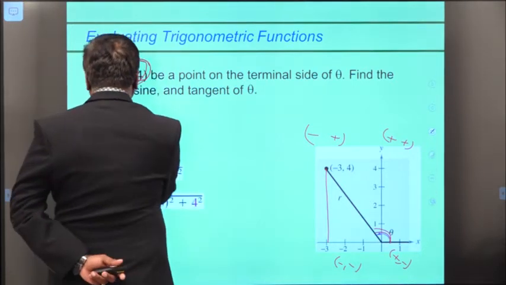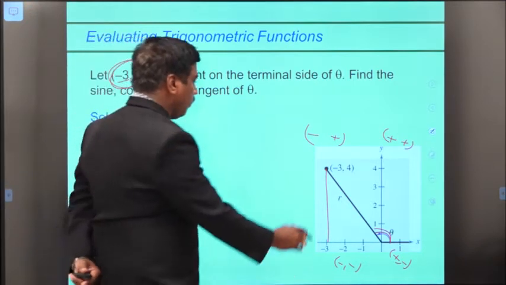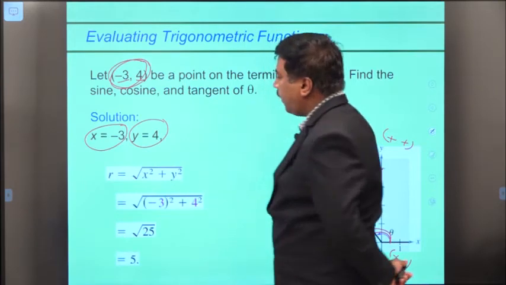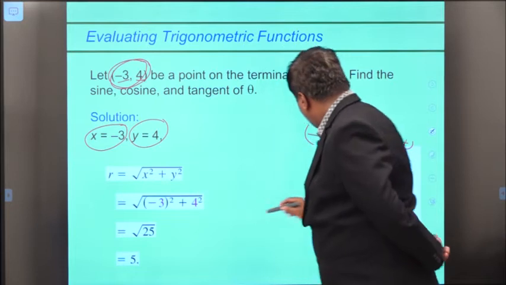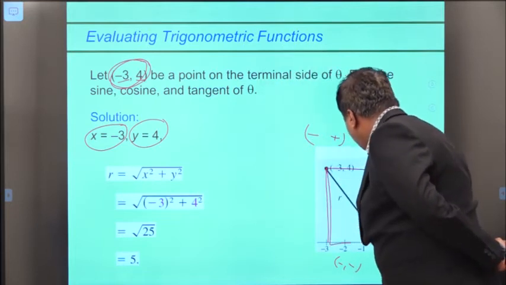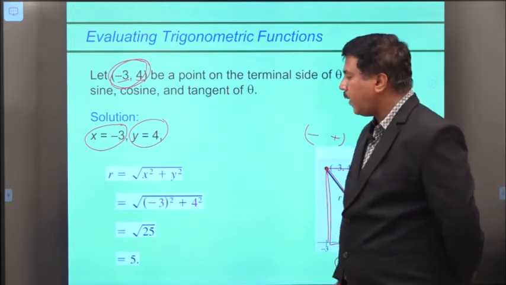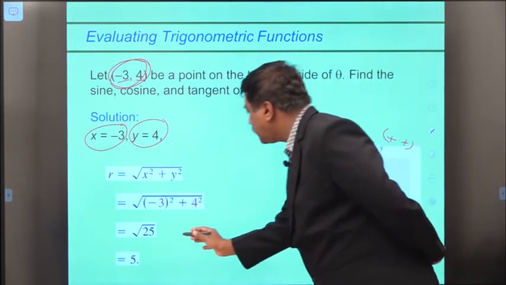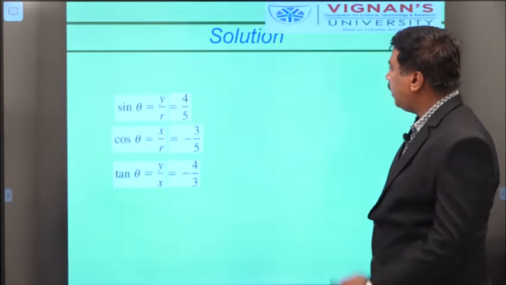Therefore, here x value is minus 3 and y value is 4. So for this, I have to take the right angle triangle at that place, that is r is equal to, this is the hypotenuse, that is square root of x square plus y square. That means square root of minus 3 whole square plus 4 square, that is equal to 5.